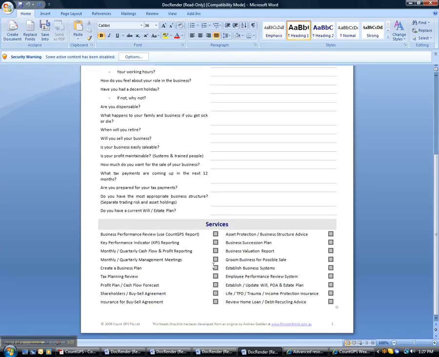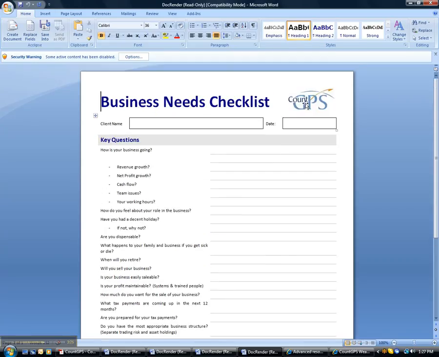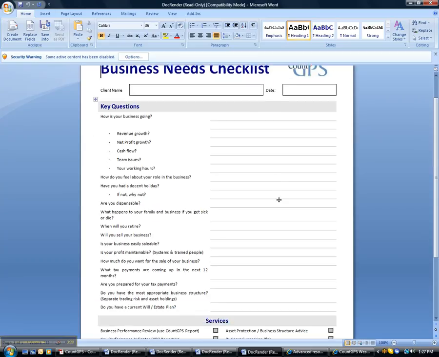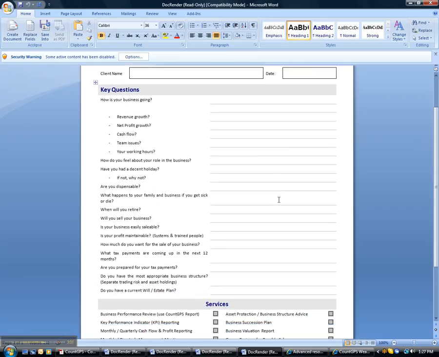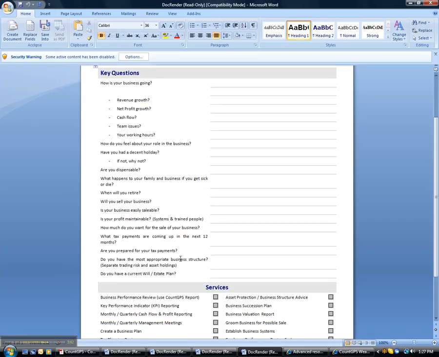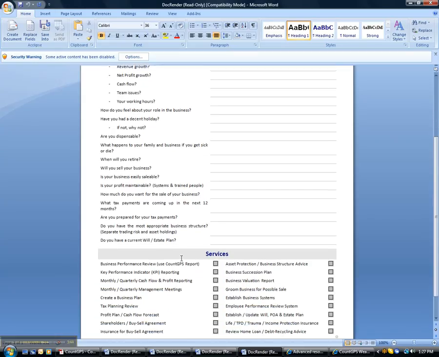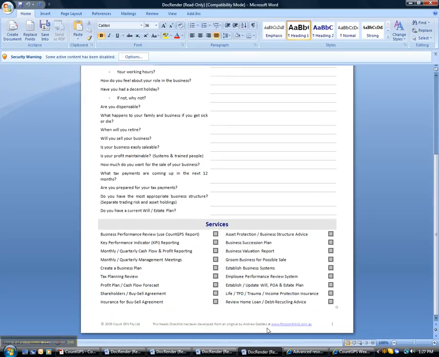So we'd print out this simple one-page document, we'd apply our firm's logo in here, we'll sit down and have a 1-hour meeting with our client, charge $300 plus GST, or we'd incorporate it into our fixed price agreement. And we'd ask them key questions about have they had a decent holiday recently, or when do they plan on retiring, or are they prepared for their tax payments. By having these critical conversations with our clients, they always relate to a number of different ways or services that we can offer to our clients or help them achieve their financial goals.